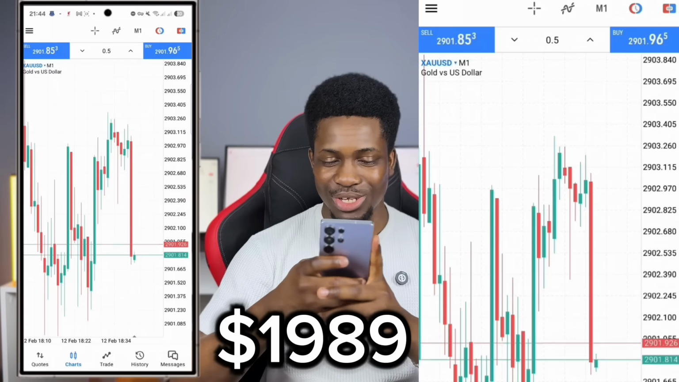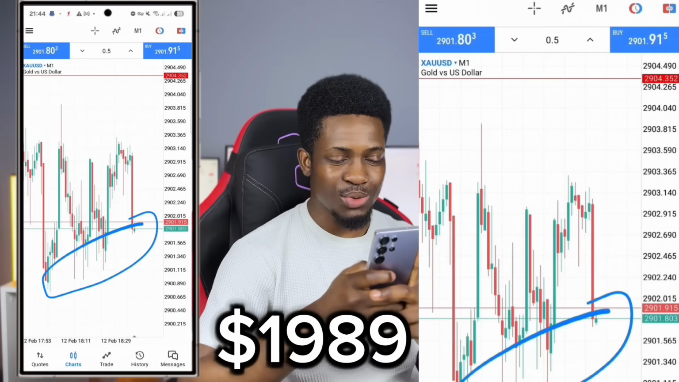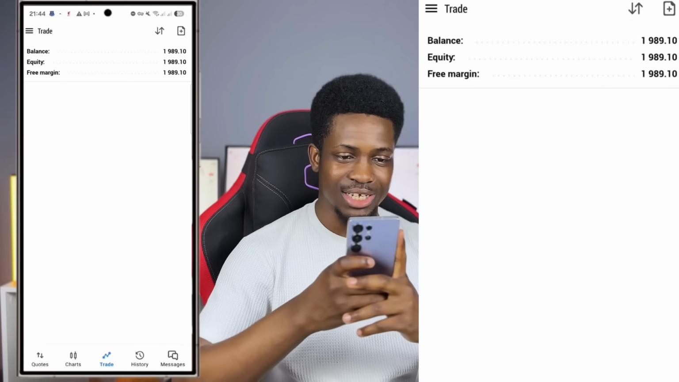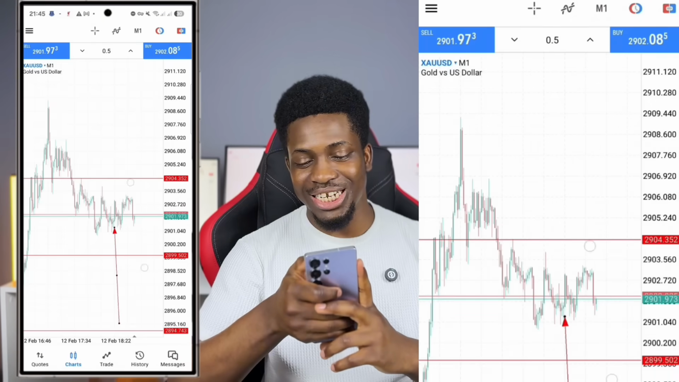So we're getting very, very close to our target. You can easily see the rejection zones around the spot. That was why we had to run out of this trade as fast as possible. We're having almost $2,000 here, right? You can literally see that.